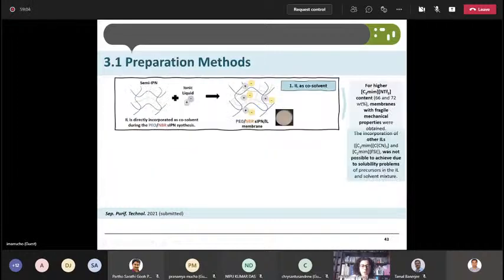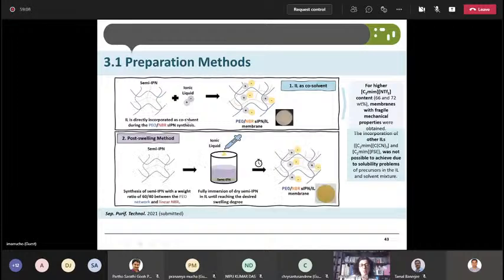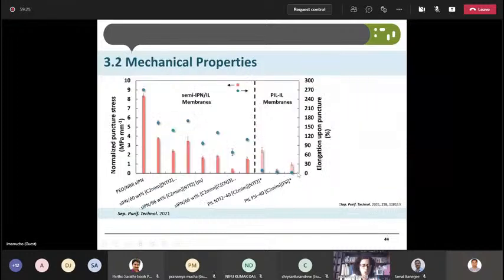In the first one, the ionic liquid was incorporated directly when we prepare the network. In the second one, we have the network, we make a solution with the ionic liquid, and the ionic liquid gets trapped inside. And this last strategy proved to be much better than the previous one. So now I'm just going to show you these results.